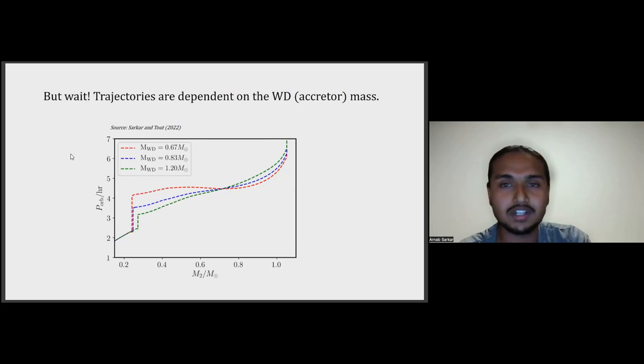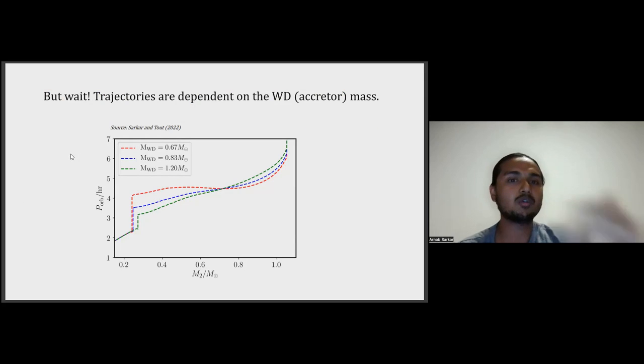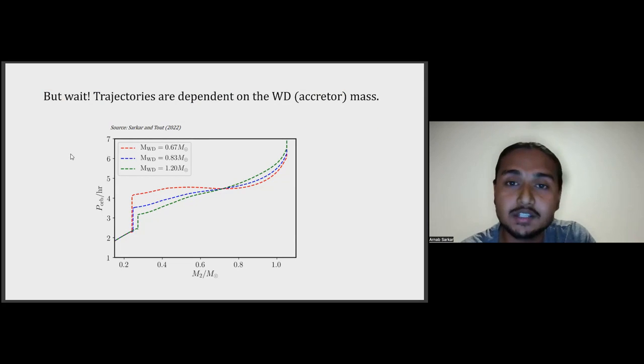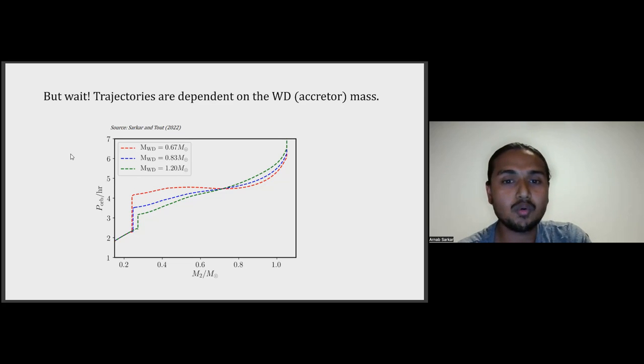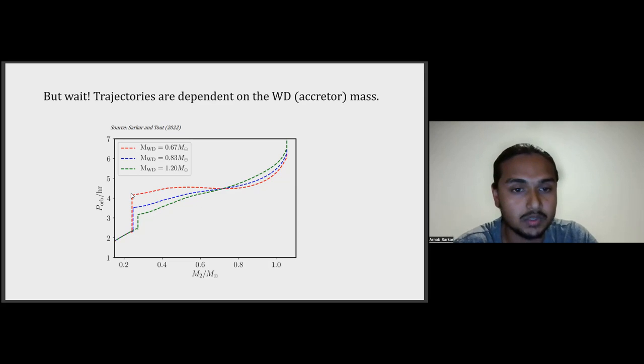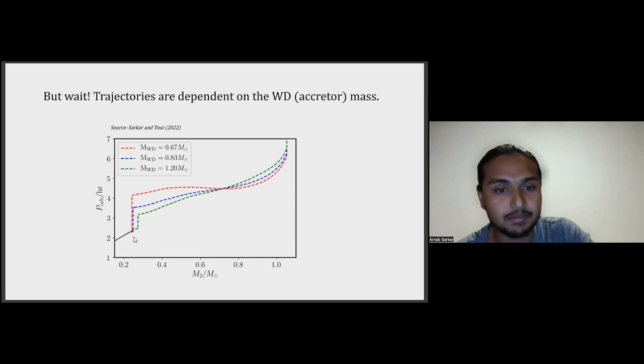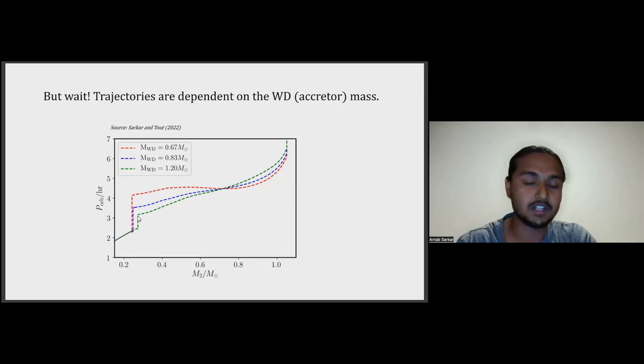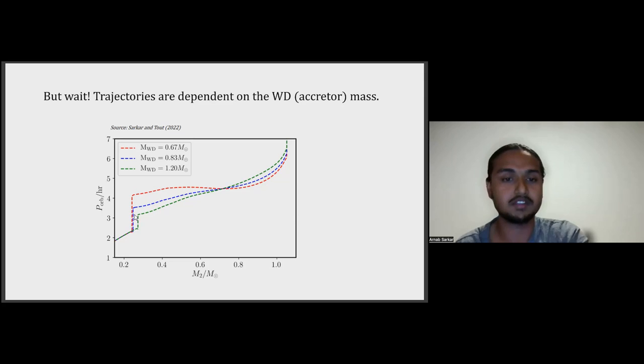And the other thing we also need to consider is how the trajectories depend on the accretor mass. So what we have here is the same trajectory, but for 3 different accretor masses. We see that for smaller accretor mass, the system goes more out of thermal equilibrium simply because smaller accretors lead to faster mass transfer. So they go more out of thermal equilibrium and the period gap is bigger. And more massive accretors lead to a smaller mass transfer rate, the system is less out of thermal equilibrium, and thus a smaller period gap. So we also need to take this into account.